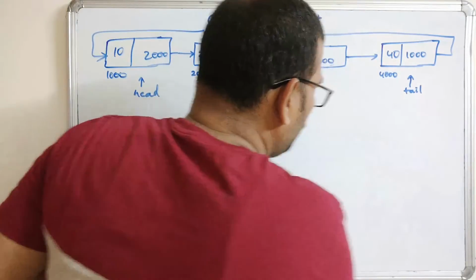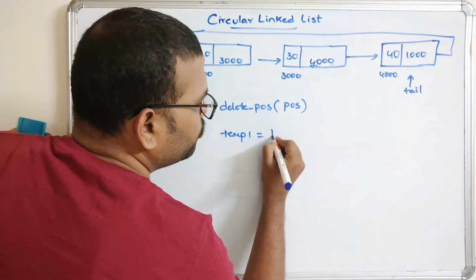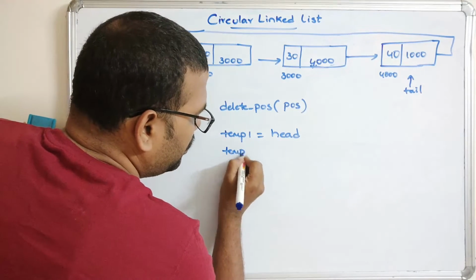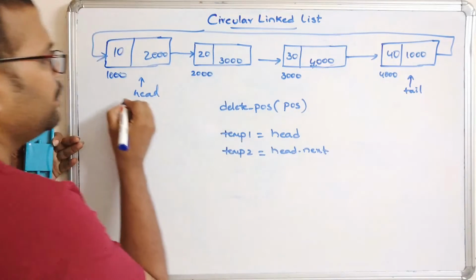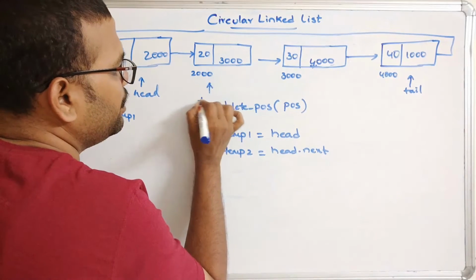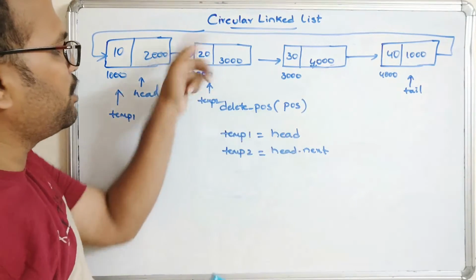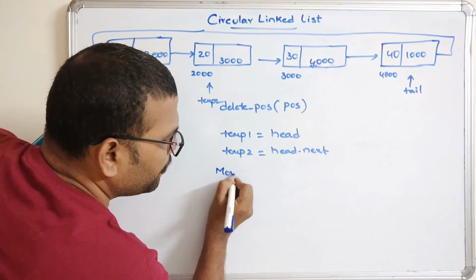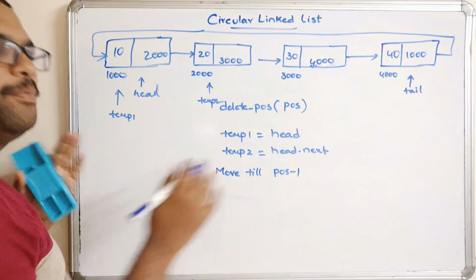For that purpose, simple. Take two variables. One is temp1, which points to the head, and another one, temp2, which points at head.next. So you can observe this is temp1 and this will be temp2. Okay, temp1 is head, temp2 is head.next, this one. So just move till position minus 1.